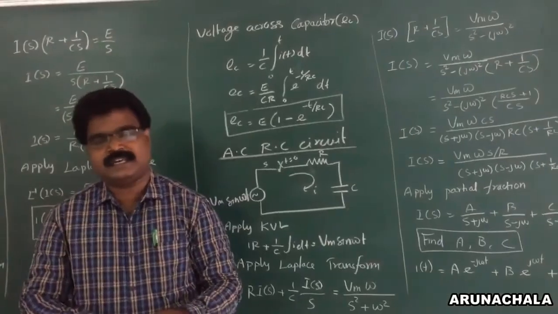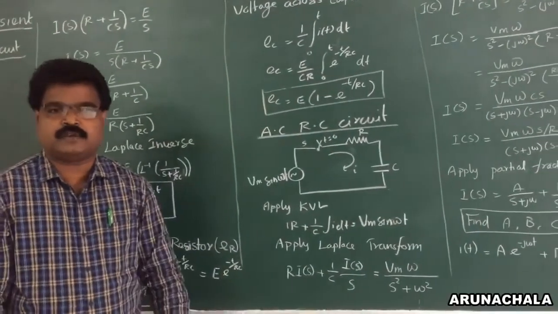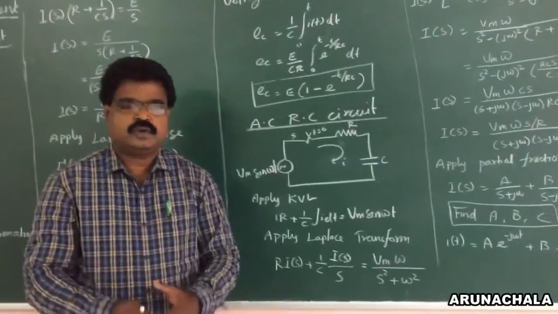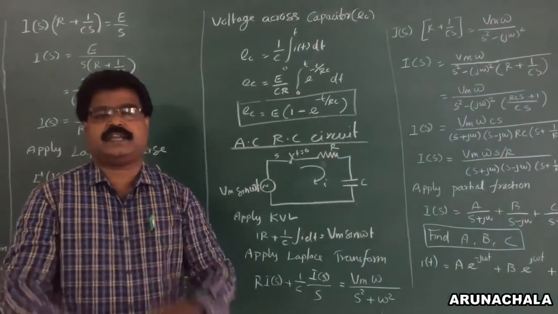What is the voltage across the resistor at transient? What is the power? By using this formula, you can calculate. Similarly, next we are going to deal with transient in the AC RC circuit.